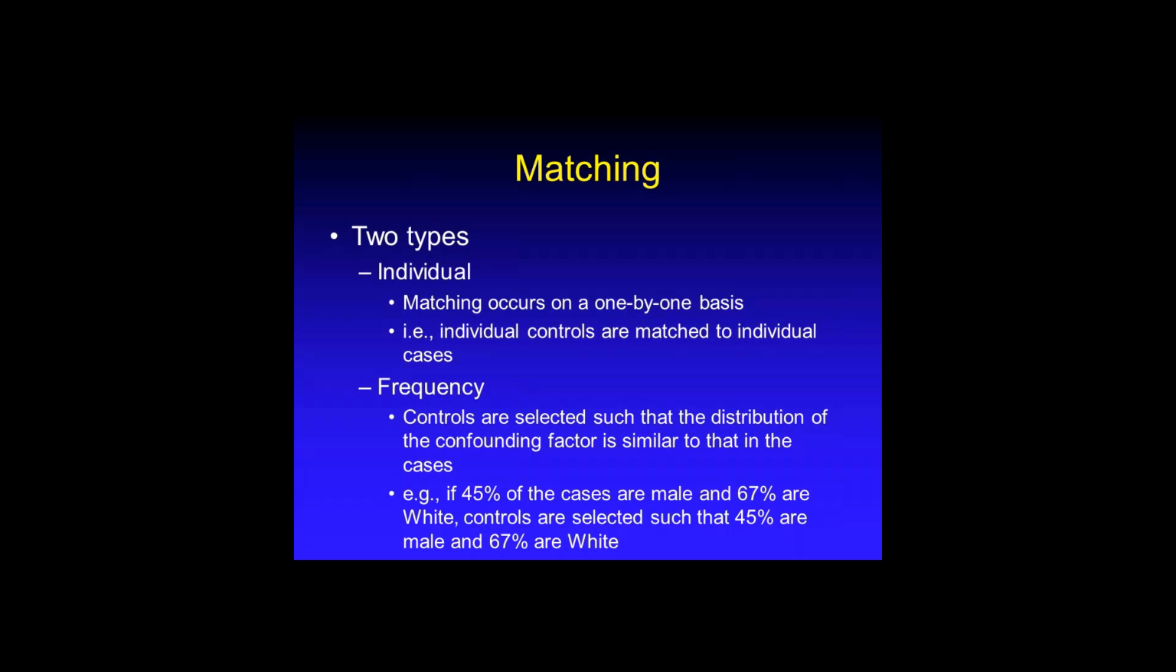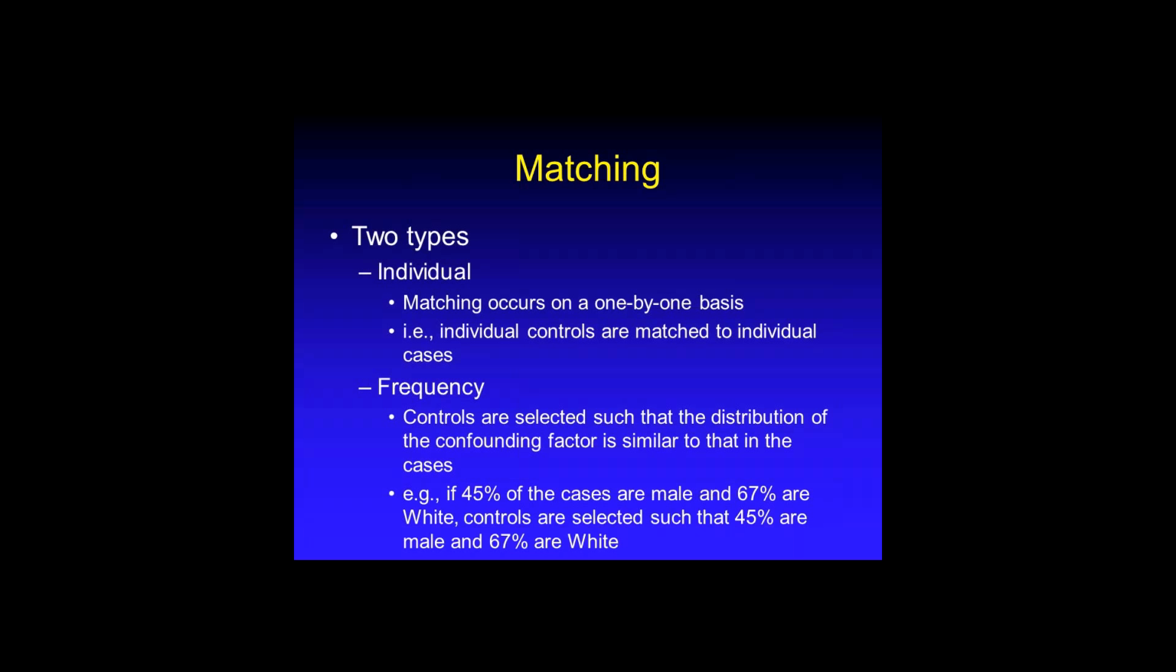So frequency matching is actually a little bit of a pain in the butt to do, right? Because it's really hard to go in and make sure that you're getting the exact distributions of everything, but it's really easy to analyze. On the other hand, you have individual matching, in which case, instead of just looking at the group of cases and looking at the demographics or the characteristics as a whole, I'm going to each individual case. And I'm going to find the case who is a white male, age 45. I'm going to find a control who is also a white male, age 45. That's one-to-one matching, one control to one case.